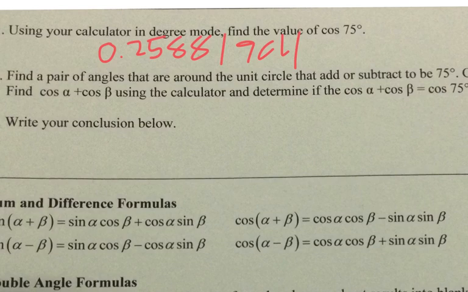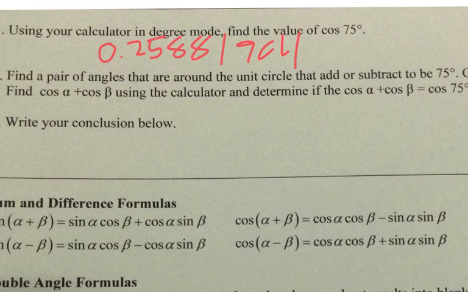Okay. Now, find a pair of angles that are around the unit circle. Because the problem is, could we do this on the unit circle? No, because I don't know that angle on the unit circle. But could I come up with 2 angles that are on the unit circle that either add or subtract to be 75? If I added 30 degrees and 45 degrees, that's the same as 75, right?